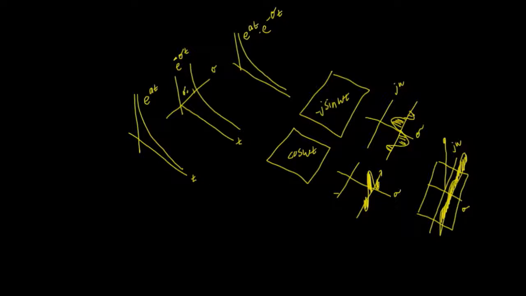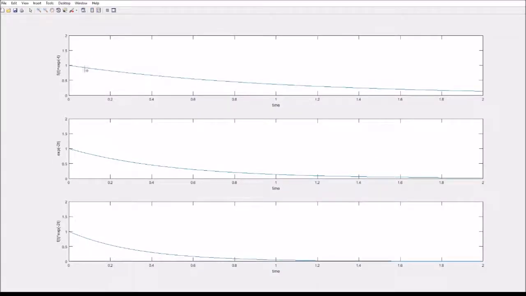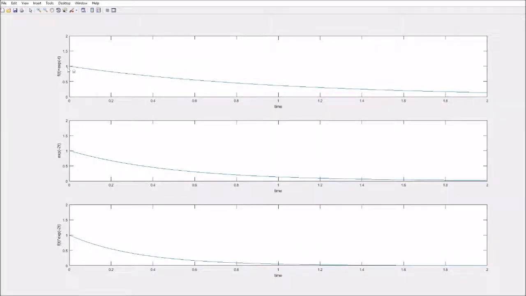So let's look at some of these functions in MATLAB. Let's bring up the original function that we're going to be working with. This here is the original signal, f of t, a function that equals e to the at, that we want to find the Laplace transform of.